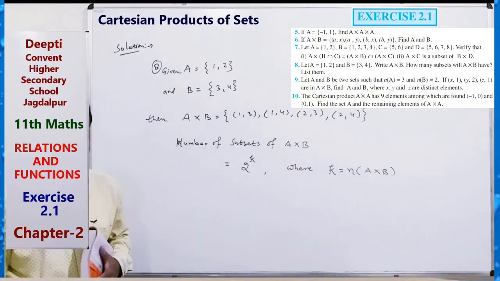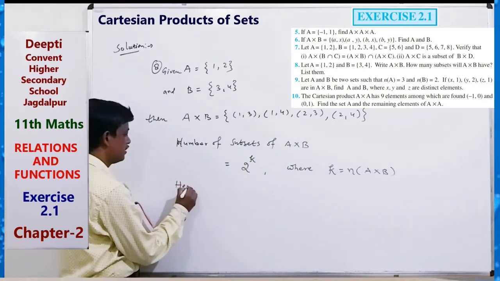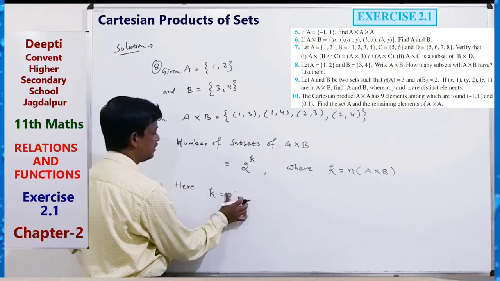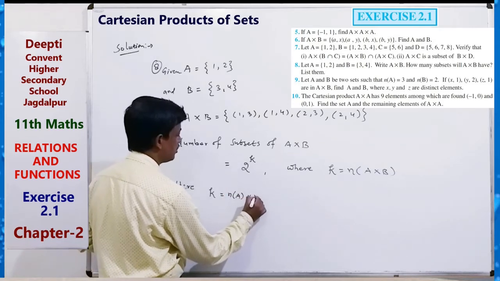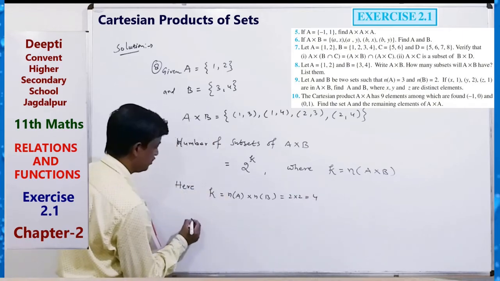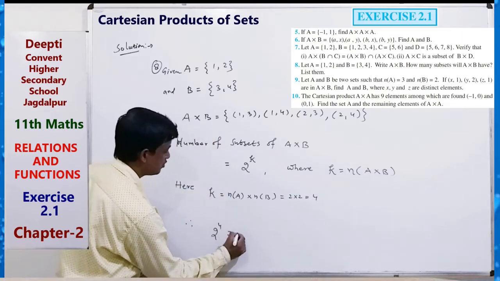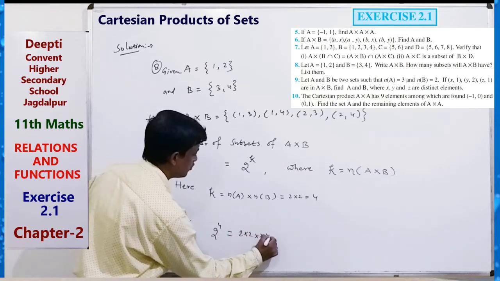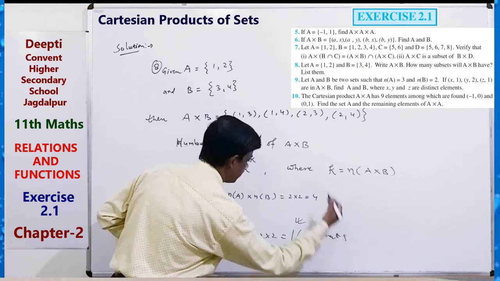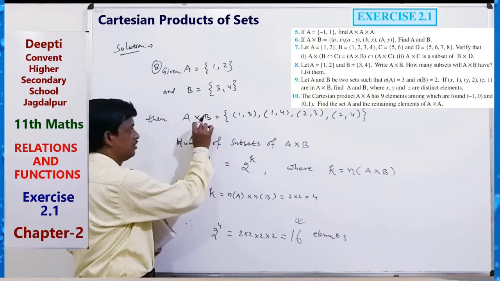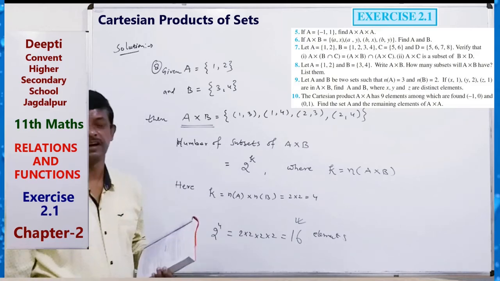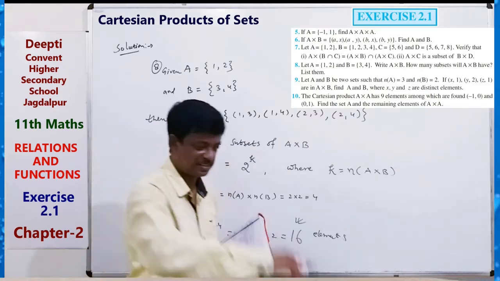Clear? Here K equals what? The number of elements in A into the number of elements in B, which is 2 into 2 equals 4. Therefore, 2 to the power 4 equals 2 into 2 into 2 into 2, that is 16. 16 subsets are possible. Now list the subsets.